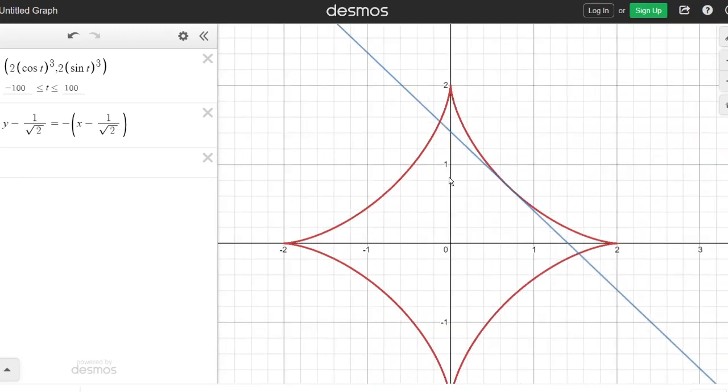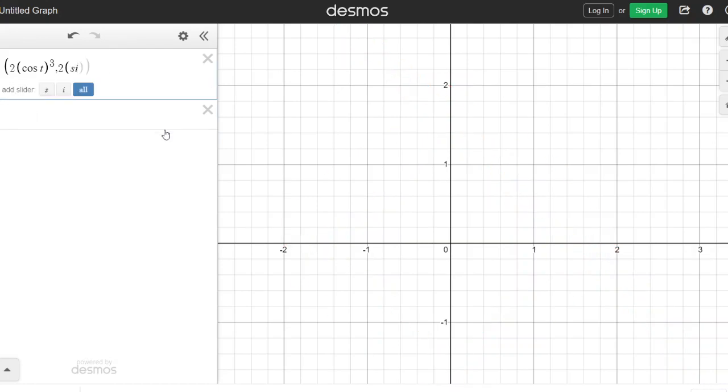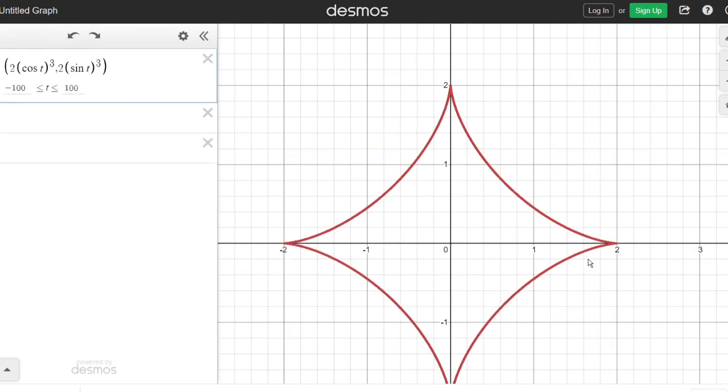You look at the graph of the function. Now I'm going to remove the tangent line. Okay.